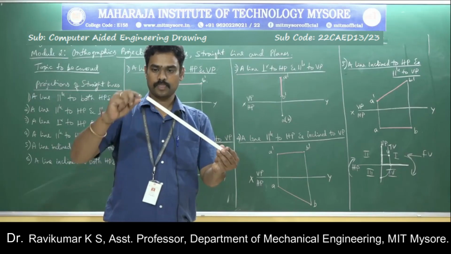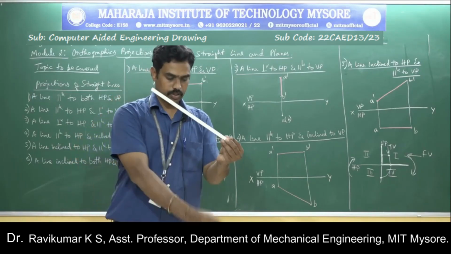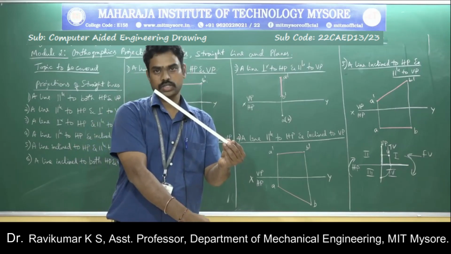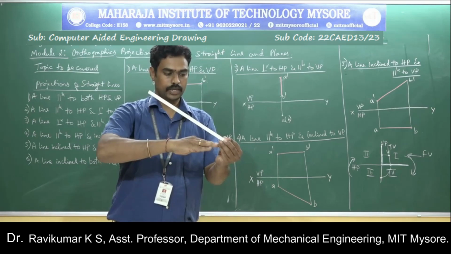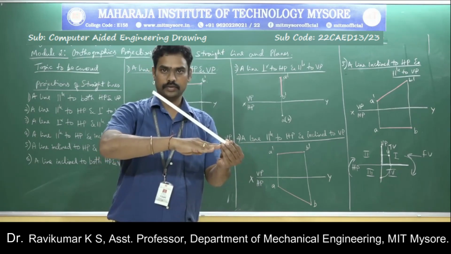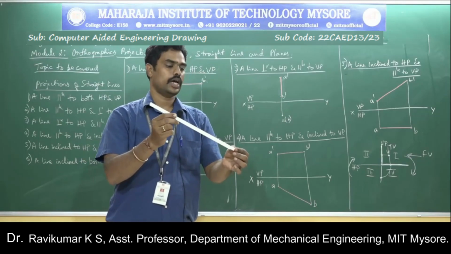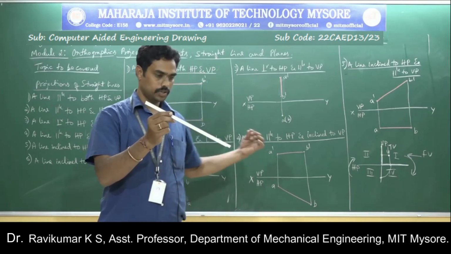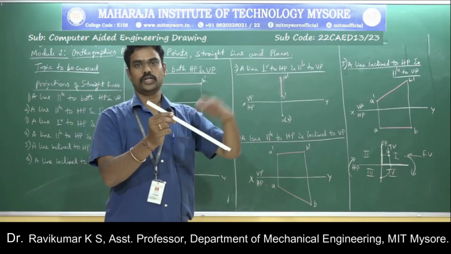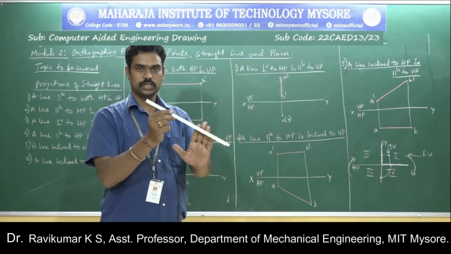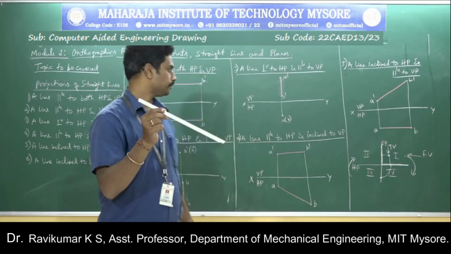So in this case, the distance from this point to the horizontal plane and this point to the horizontal plane is not the same. Therefore, it is said to be inclined to HP, with some inclination. Since I have not changed the distance from this point to the vertical plane and this point to the vertical plane, it remains parallel to VP. So this is the position parallel to VP, inclined to HP.